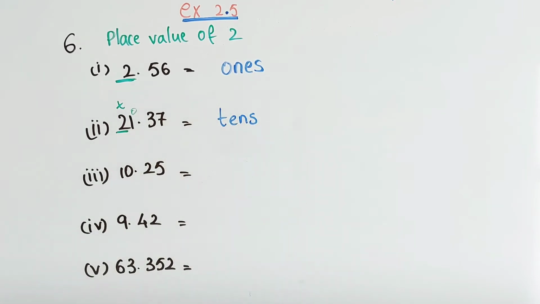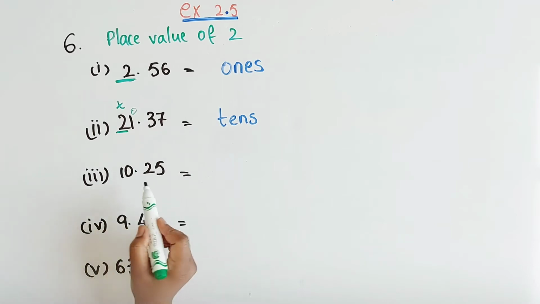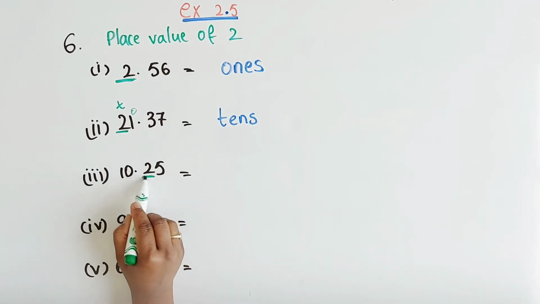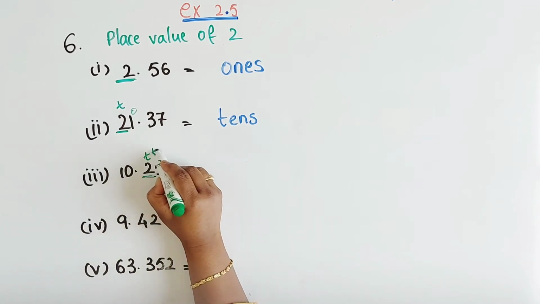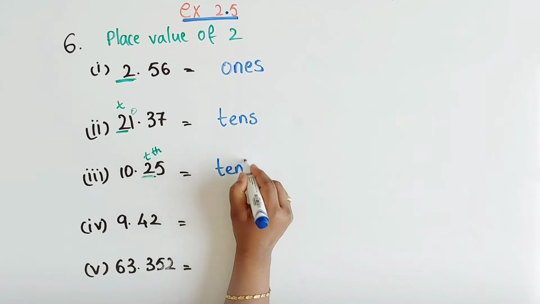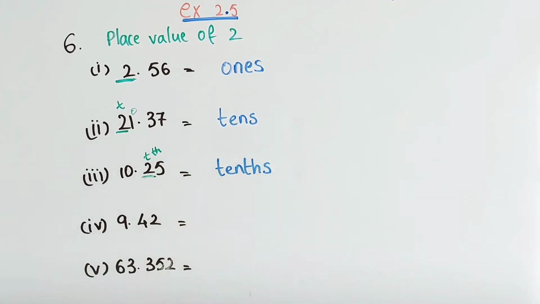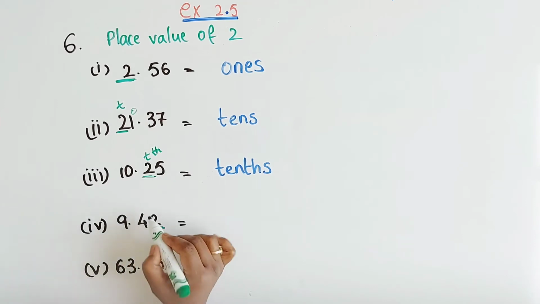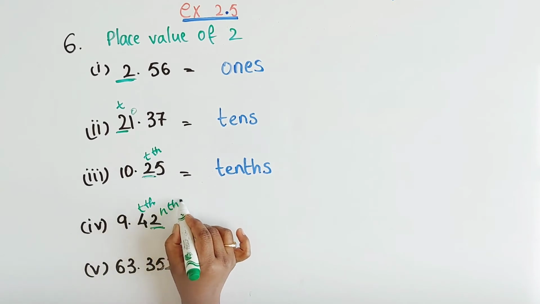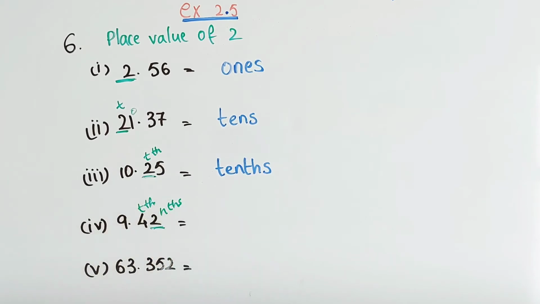Now third question, 10.25, children. See here. Now after the decimal point 2 is there. That means this is tenths place. Now 2 in tenths place, children. Fourth question, 9.42. Count the decimal place values here. This one tenths and this is hundredths. Correct, children? Now 2 in hundredths place.